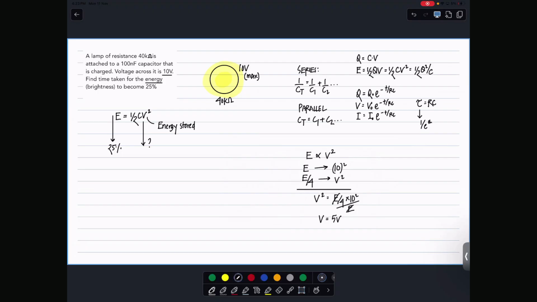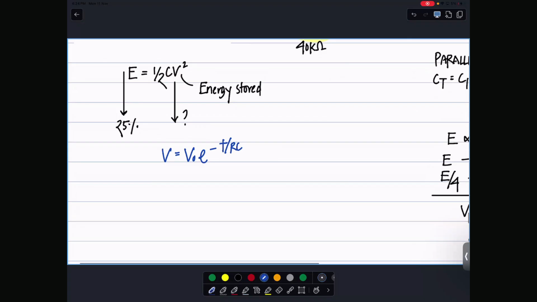So which equation will we use for that? The transient equation. V equals V naught e to the power minus t by RC. V is 5 equals 10 e to the power minus t by R, which is 40 into 10 to the power 3, into C, which is 100 into 10 to the power minus 9. So from here we get t. How much does this t come to?